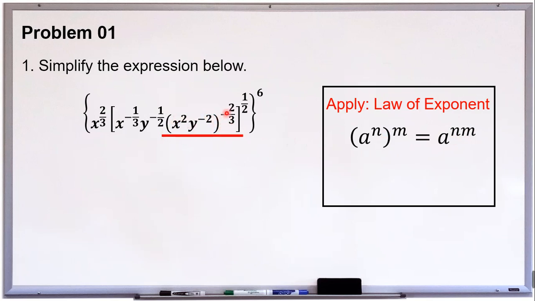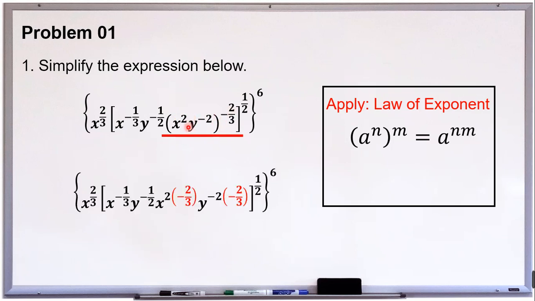So we have negative 2/3 multiplied by 2. So we now have this one, the second line of our solution. So we have x raised to the power of 2 times negative 2/3, and we have y raised to negative 2 times negative 2/3. So after distributing the exponent negative 2/3 to the exponents of the variables x and y, the parenthesis is now removed.